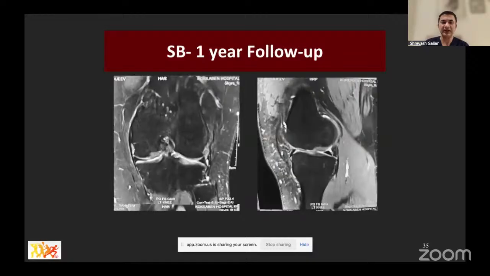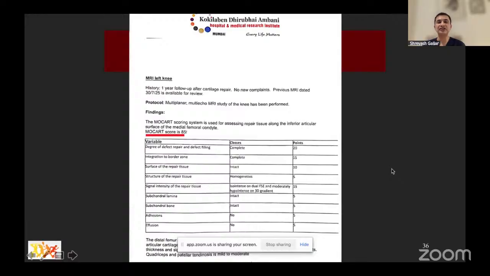And that seems to have been a good result. So this is another patient where we have done it at 1 year follow-up. You can see the cartilage repair tissue both on the front and the sagittal view here. And the radiologist has reported this with a MOCART score as high as 85.